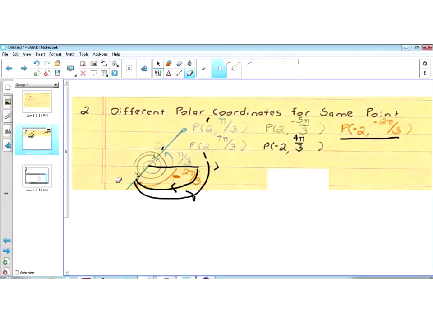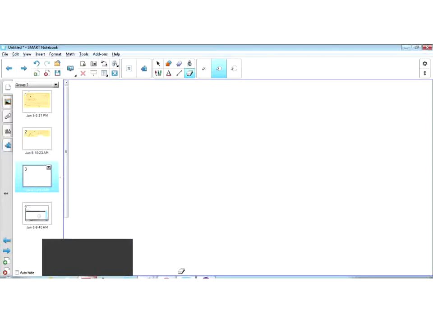All right, so that's how you plot polar points. So all of these points, the blue, the purple, the green, the black, and the orange, all represent the same point in space. All right, so let's go on to topic 3.